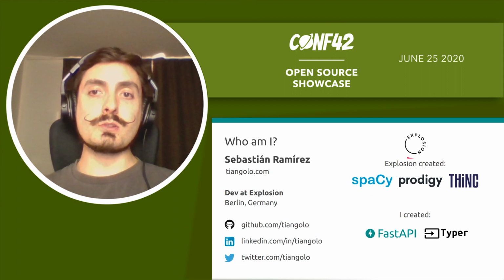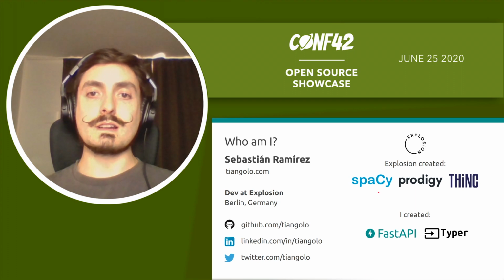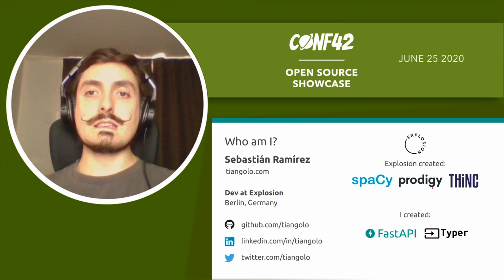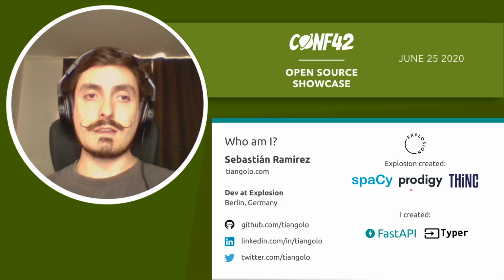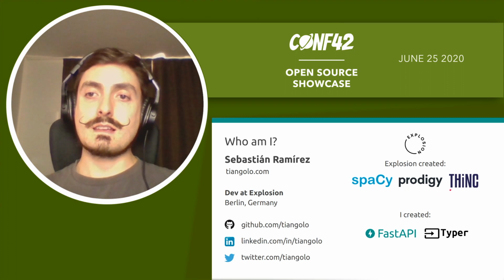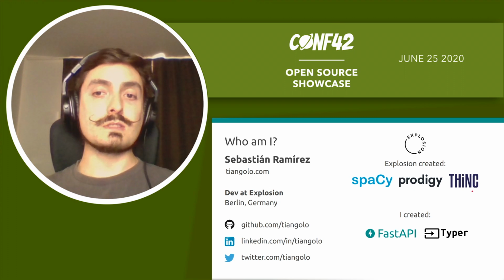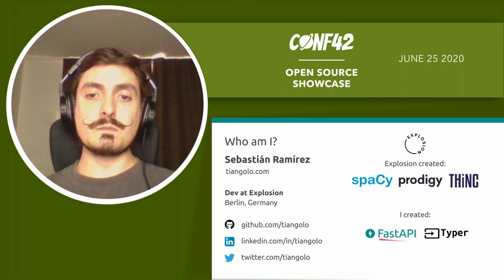I work for Explosion. Explosion are the creators of spaCy, the natural language processing toolkit for doing things like machine learning over text. Also, the creators of Prodigy, the dataset annotation tool using active learning. So you can annotate datasets for machine learning with the model being live, retrained live with the annotations you create. And Thinc, the deep learning framework based on standard Python type annotations. I created FastAPI and Typer. We are going to talk about FastAPI.